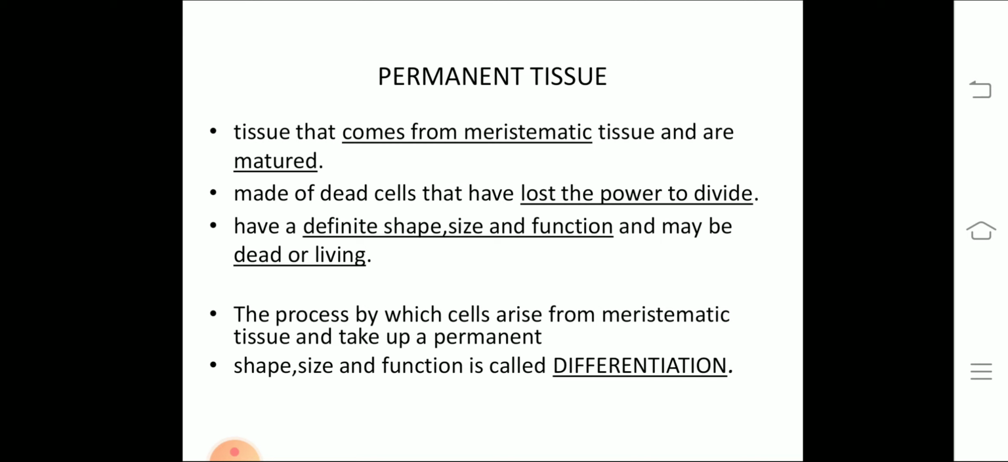And there was lateral meristem. Lateral meristem was found beneath the cork or in the vascular bundle, which will help in increasing the width of the plant, or it is also called the girth of the plant.